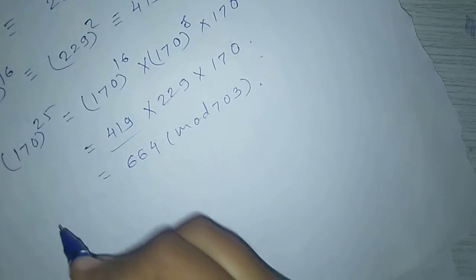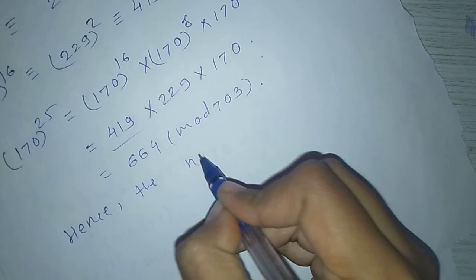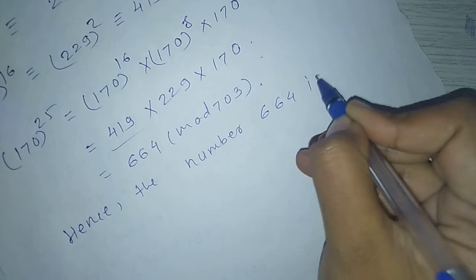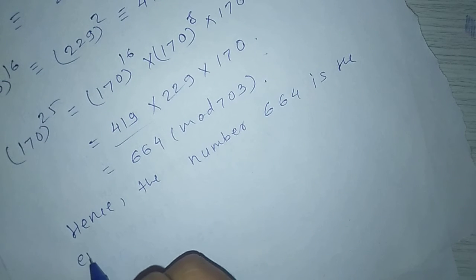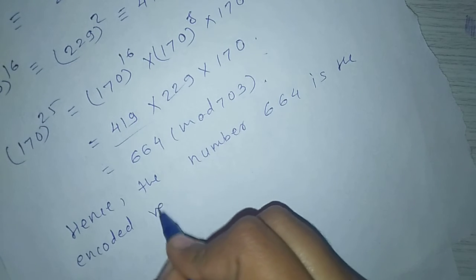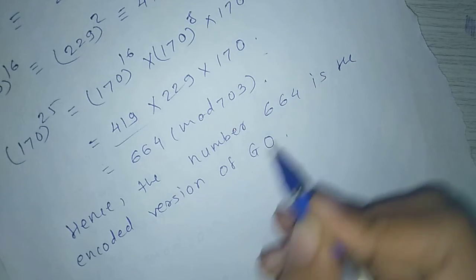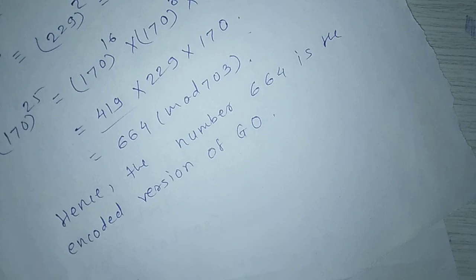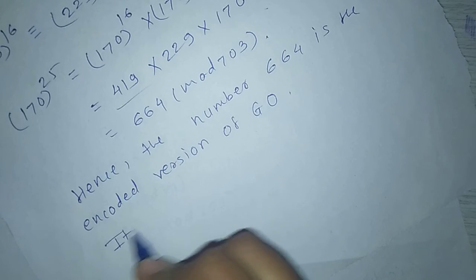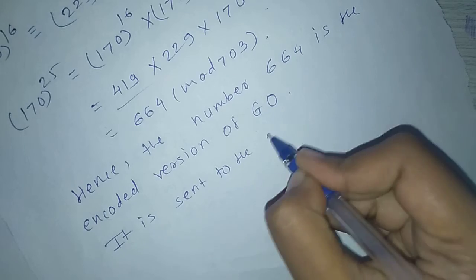Hence the number 664 is the encoded version of Go. It is sent to the receiver.